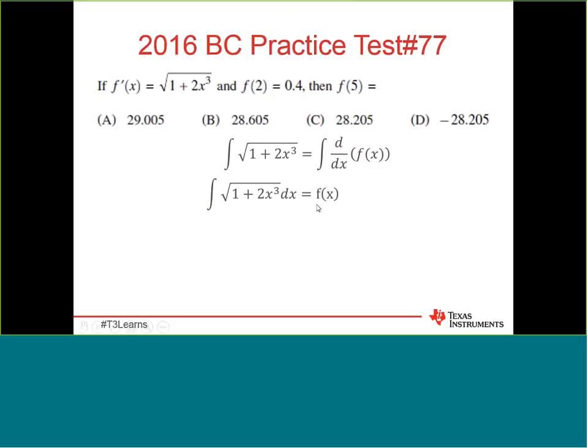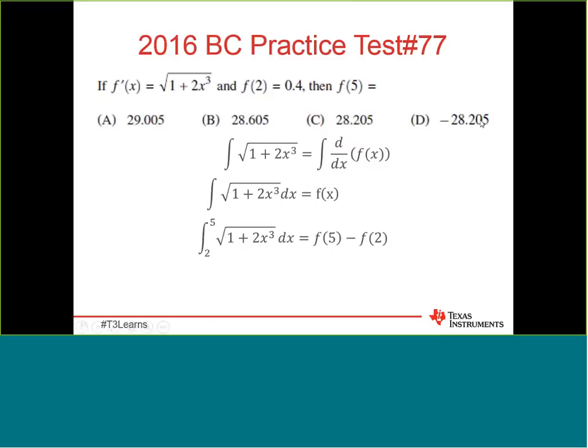And that's pretty nice, because we have what f of 2 is, and all we have to do is predict what f of 5 is. So we're going to rewrite this as a fundamental theorem of calculus question. We're going to put limits on our integral from 2 to 5, and that will equal f of 5 minus f of 2.